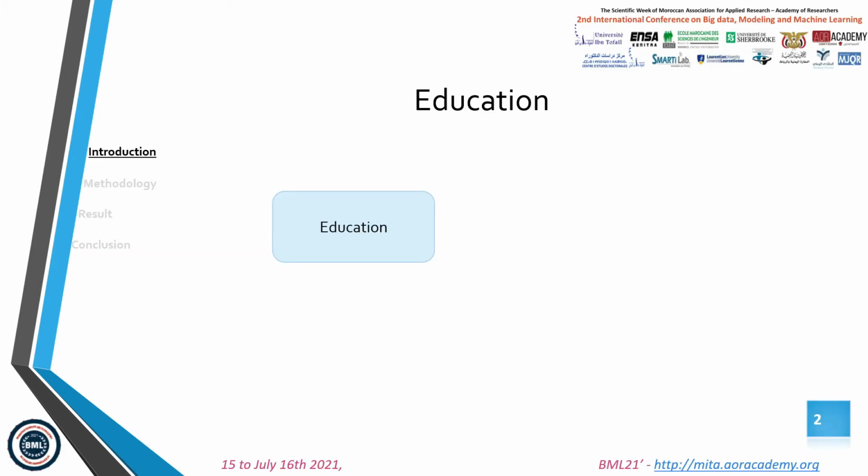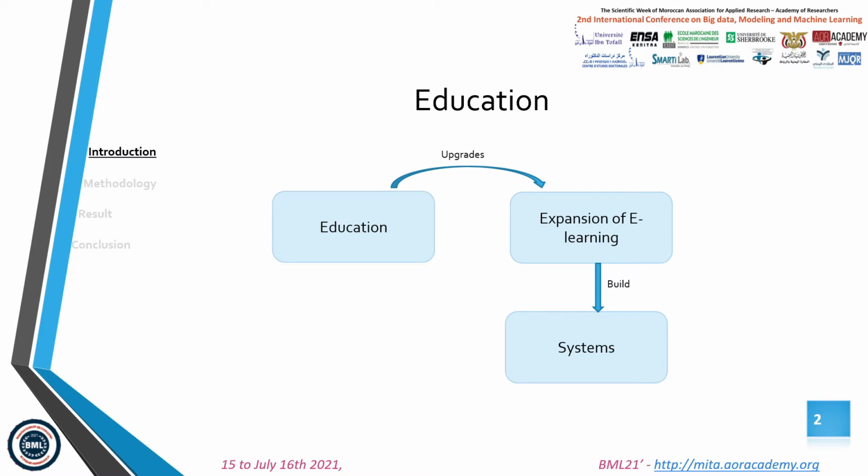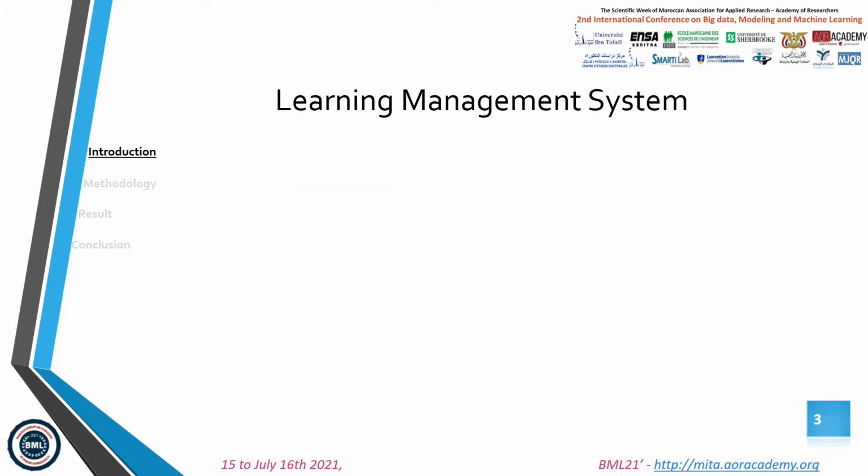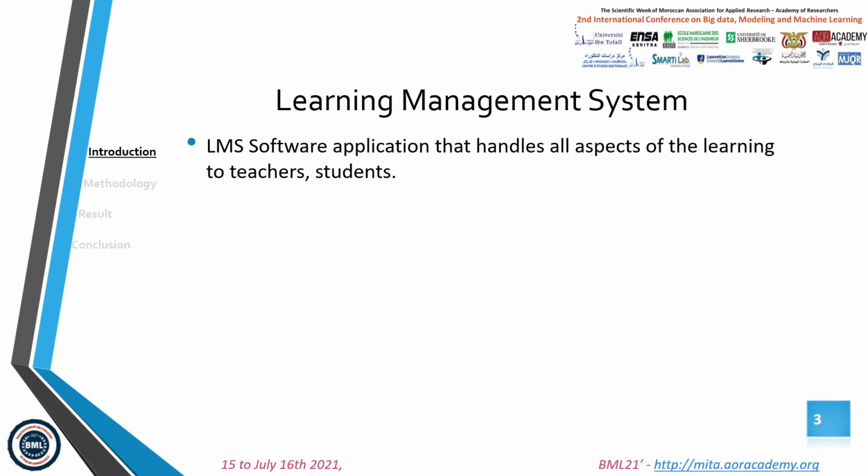Education is essential for the overall development of a human being. It has significantly upgraded since the expansion of e-learning. Providing quality online education requires building systems that deliver learning day after day in thousands of institutions to millions of students. Therefore, one of the most popular systems used in e-learning education is the learning management system, a software application that handles all aspects of learning for teachers and students.